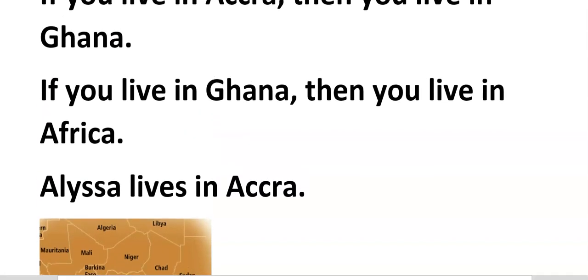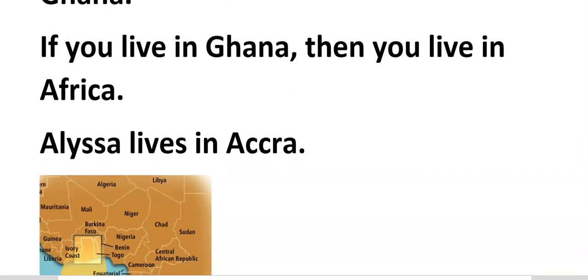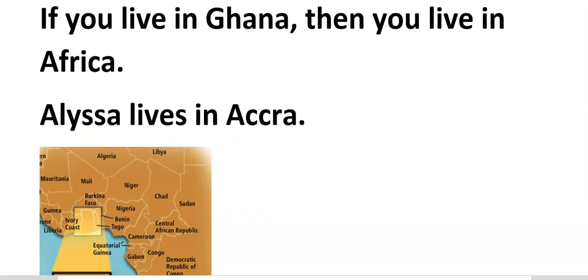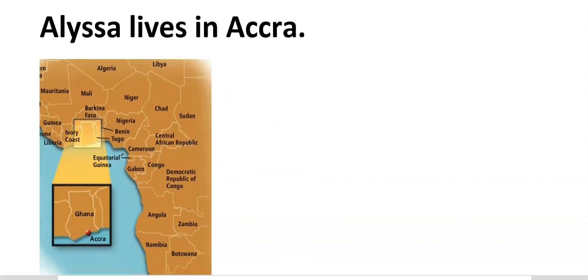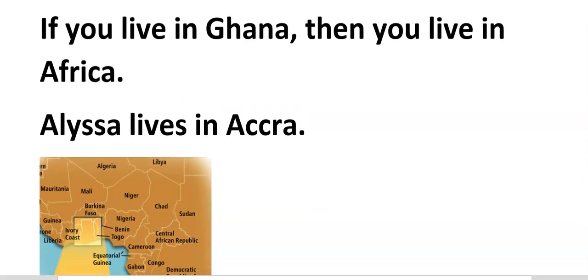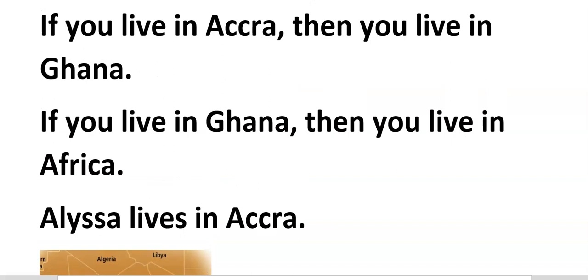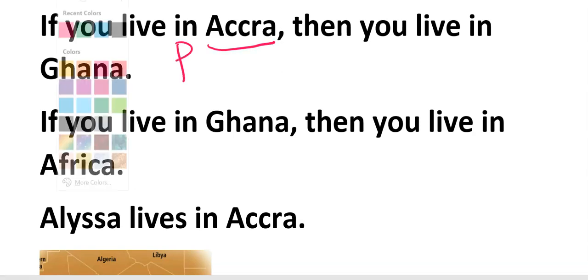Okay, if you live in Ghana, then you live in Africa. Is that true? Ghana is a country in Africa. Alyssa lives in Accra. We want to know what kind of conclusion we can make. So let's just start underlining the P and the Q part. You live in Accra, so I'm just going to underline Accra. That's going to be P. Ghana is going to be Q.